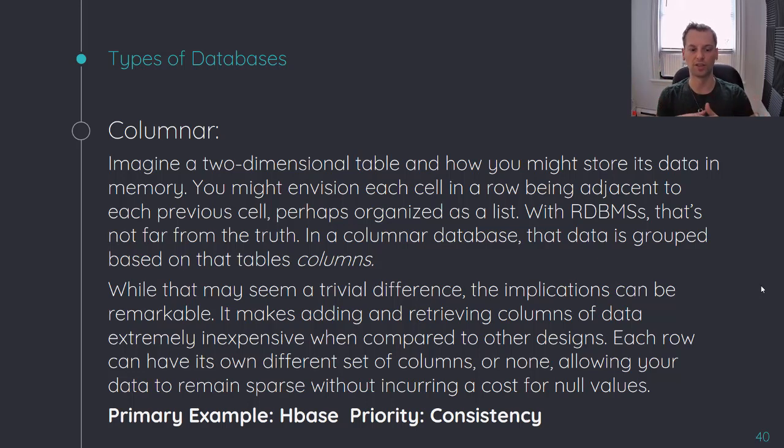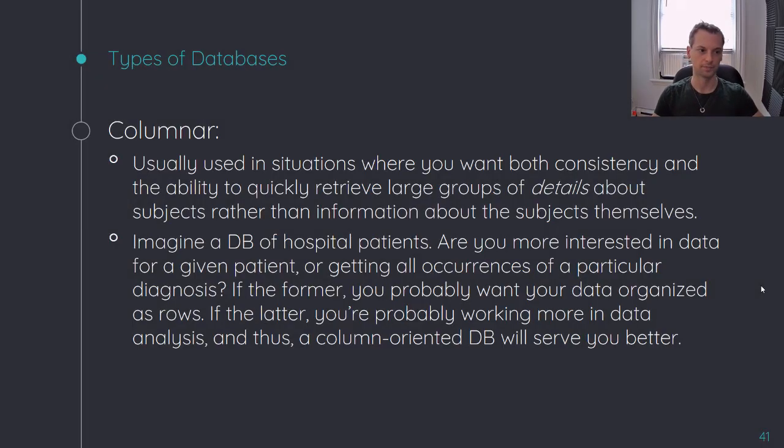So our primary example for this presentation is HBase, and it prioritizes consistency. So when do people use columnar databases? Usually in situations where you want both consistency and the ability to quickly retrieve large groups of details about subjects, rather than information about the subjects themselves.